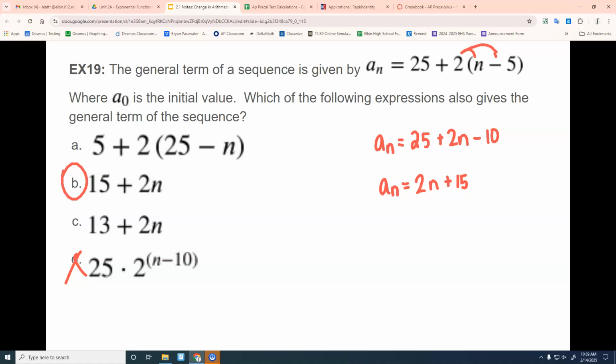A is just a distractor where they've jumbled the numbers up, trying to make you think it's harder than it really is for that. Okay, questions?